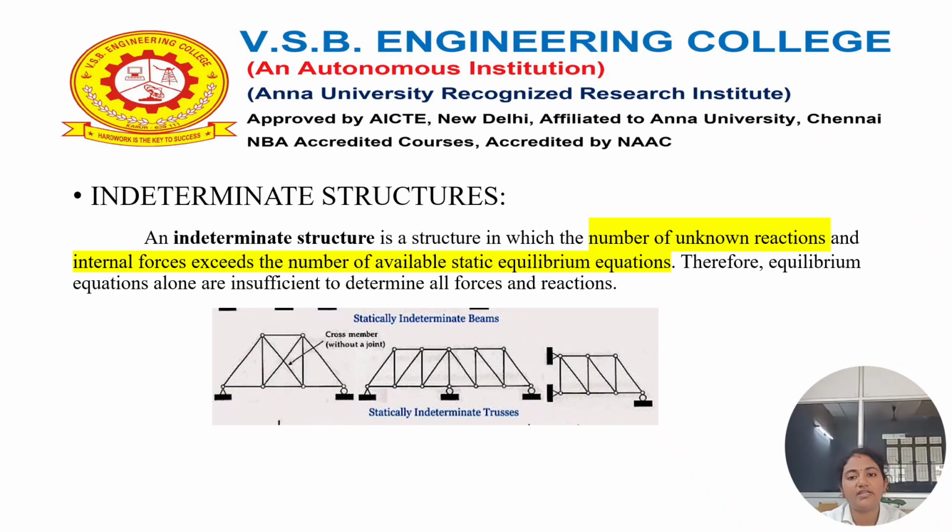Then indeterminate structures. An indeterminate structure is one where the number of unknown internal forces exceeds the number of available static equilibrium equations. It is found when m > 2j - 3, where m is the number of members, j is the number of joints and r is the number of reactions.